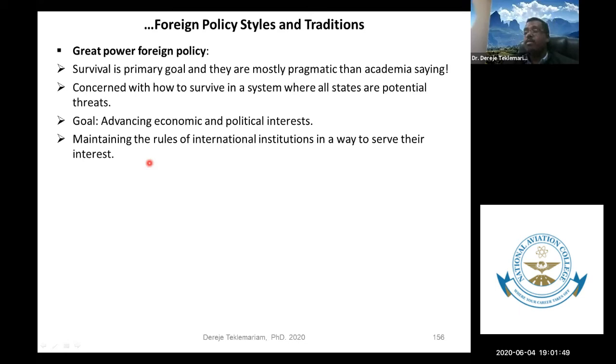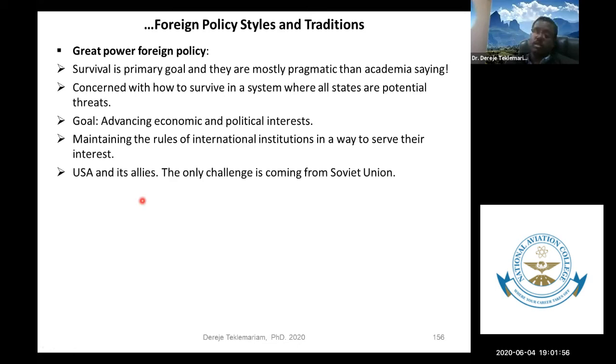They can really influence in this regard. Very good examples are the USA and its allies. Normally, the only challenge I can safely say is coming from the Soviet Union. And since this challenge may come, if the two are really creating a challenge, we call it bipolar.